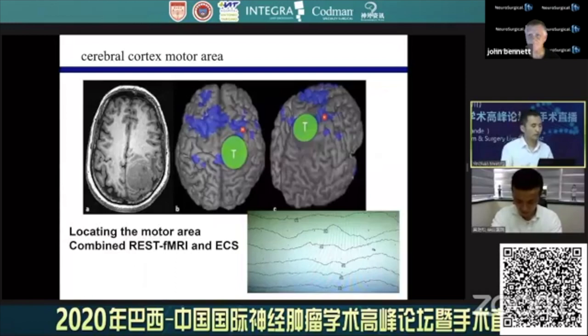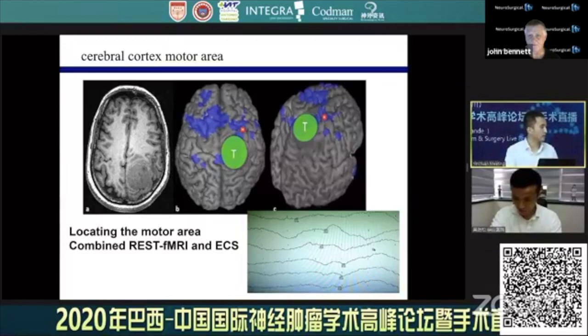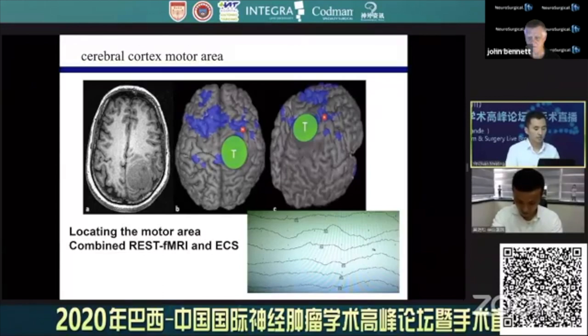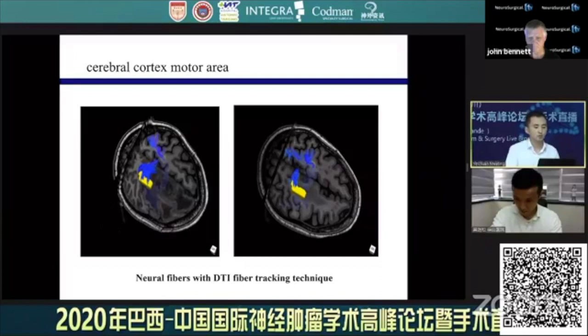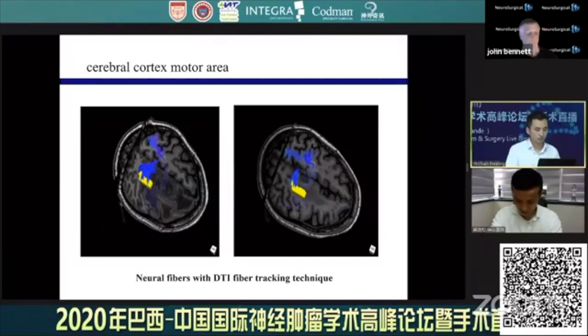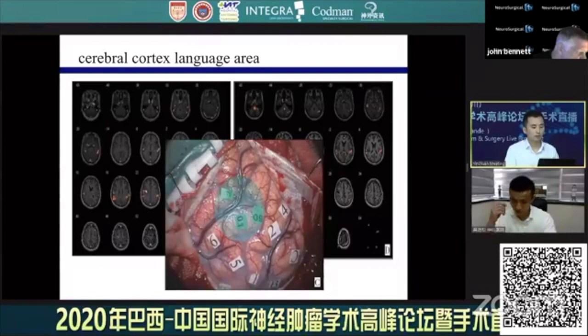This is locating the motor area combining the resting functional MRI and the ECS to locate the motor area. And this is the neurofibers with DTI fiber tracking technique to locate the cerebral cortex motor area. This is the cerebral cortex language area and the visual area.